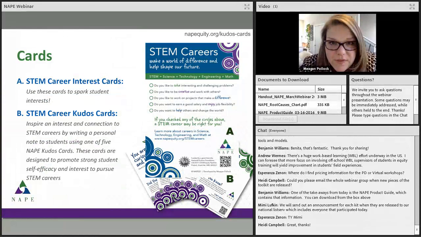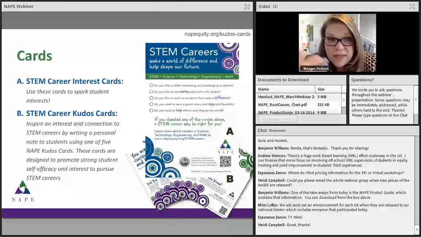The last couple of products that we have available are these, I mentioned these, the STEM career interest cards. And these are basically designed as a handout to maybe send home to parents, to send to students, to give to students, to get them to think about really creative ways of how they can have access to STEM, and it's grounded in the literature.